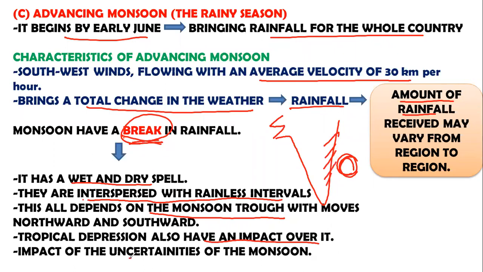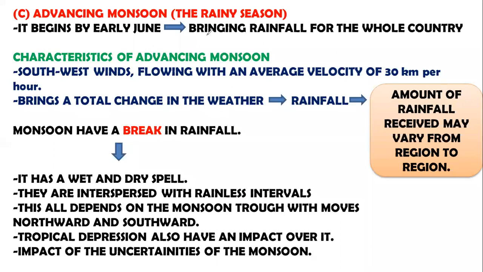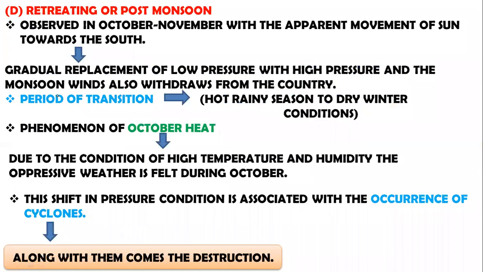Now, these uncertainties of monsoon, uncertainty meaning there is no definite time when it will rain, or there are dry spells in the monsoon, have an impact over the Indian peninsula. If there is excessive rainfall, it destroys the crops. If there is no rainfall, that also affects the crops. So these uncertainties affect the crops one way or the other.